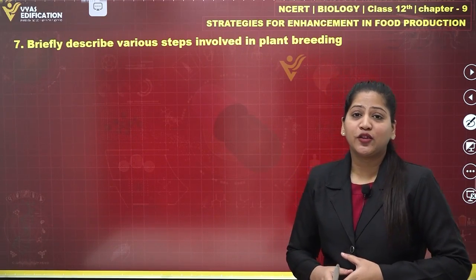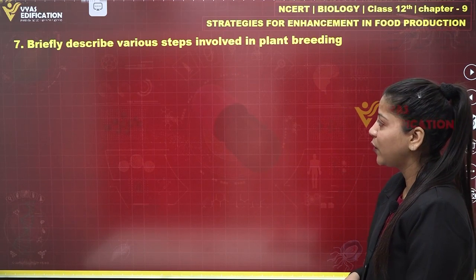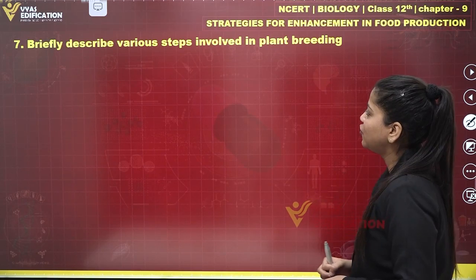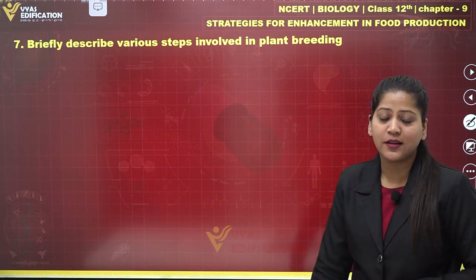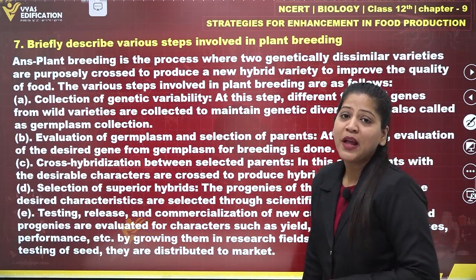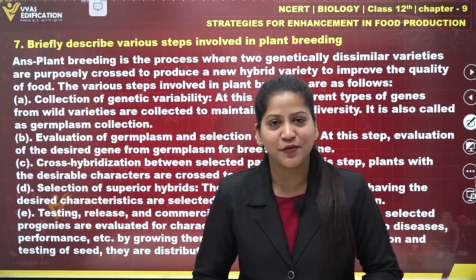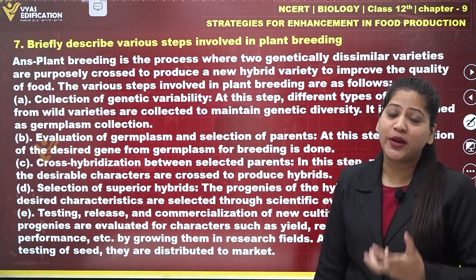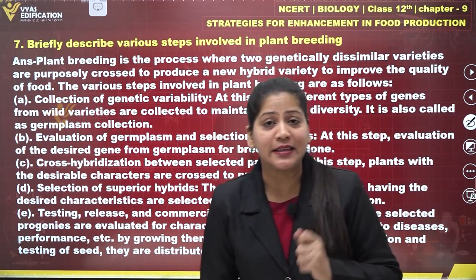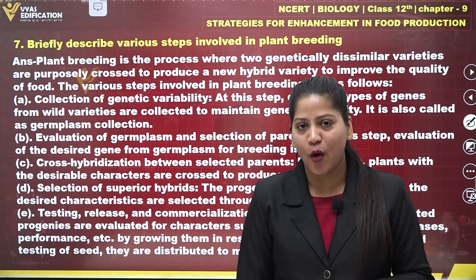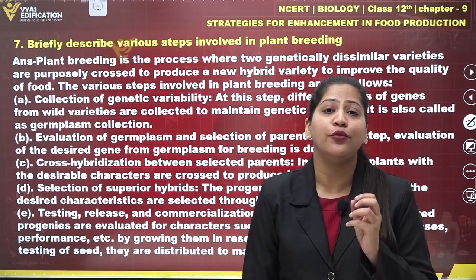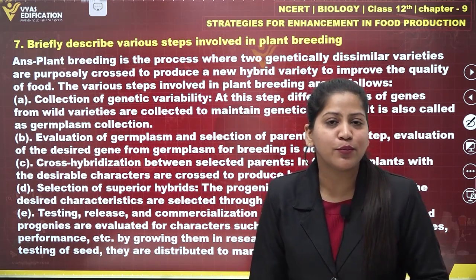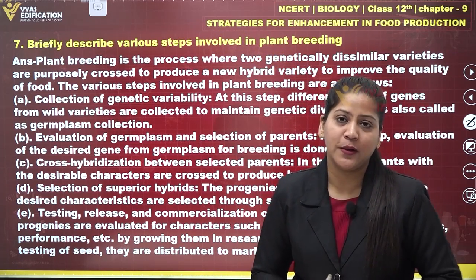Now let's talk about the next question, that is question number 7, and in this question number 7 we have to briefly describe various steps involved in plant breeding. So first of all, what is plant breeding? Plant breeding is the process in which two plants which are genetically dissimilar or genetically different are purposely crossed with each other to produce a good variety of hybrid to improve the quality of food, right?